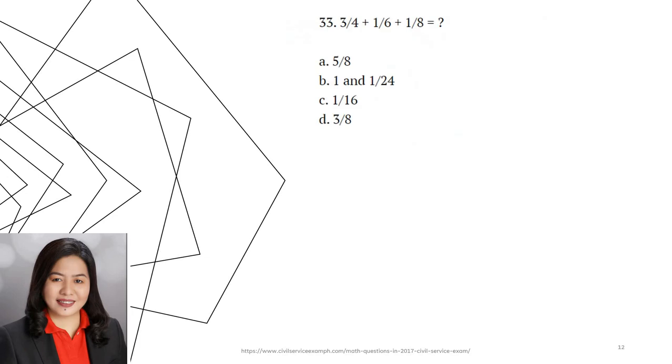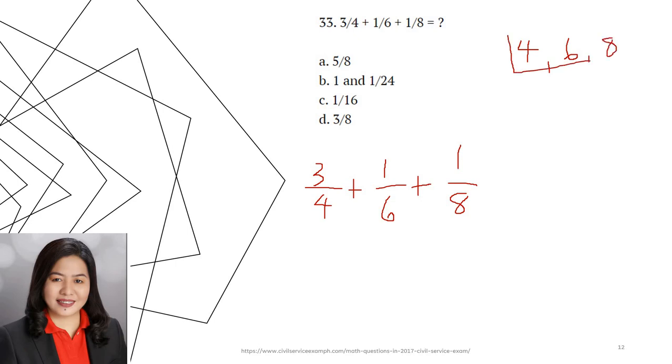3/4 plus 1/6 plus 1/8. Oh, exciting. Fractions, fractions, fractions. So 3/4 plus 1/6 plus 1/8. So we need to find the least common multiple that we can have for 4, 6, and 8. So we can do the ladder method to be fast. I explained the ladder method in a separate video that you can browse.